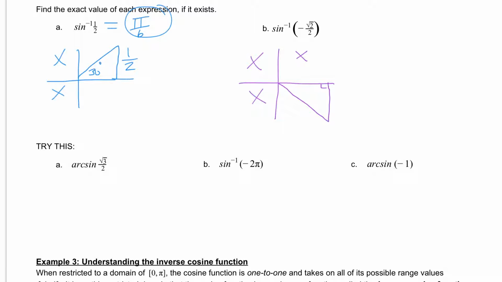And if the sine function is negative square root of 2 over 2, that means my y value is negative square root of 2 over 2. And across from negative square root of 2 over 2, my angle inside here would then be 45 degrees. And the equivalence of 45 degrees in radians is pi over 4. But now I'm in the negative direction because I'm in quadrant 4, so my answer would be negative pi over 4. If you have questions on these, let me know.